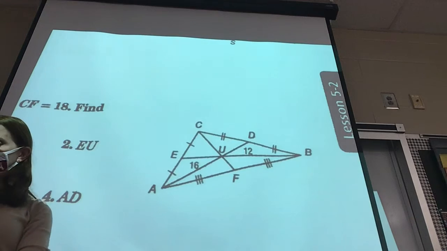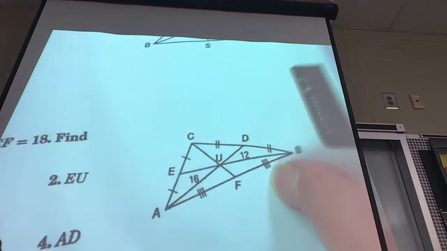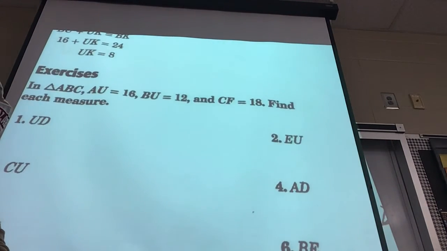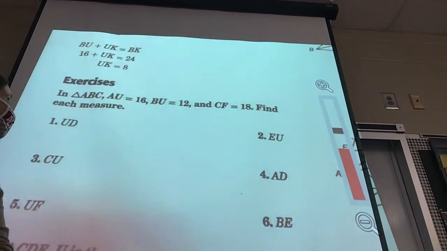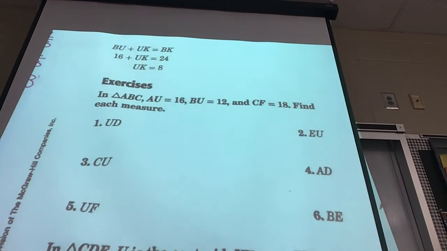So in your picture, you now have these. You need to find UD. You need to find EU. You need to find CU, AD, UF, and BE.